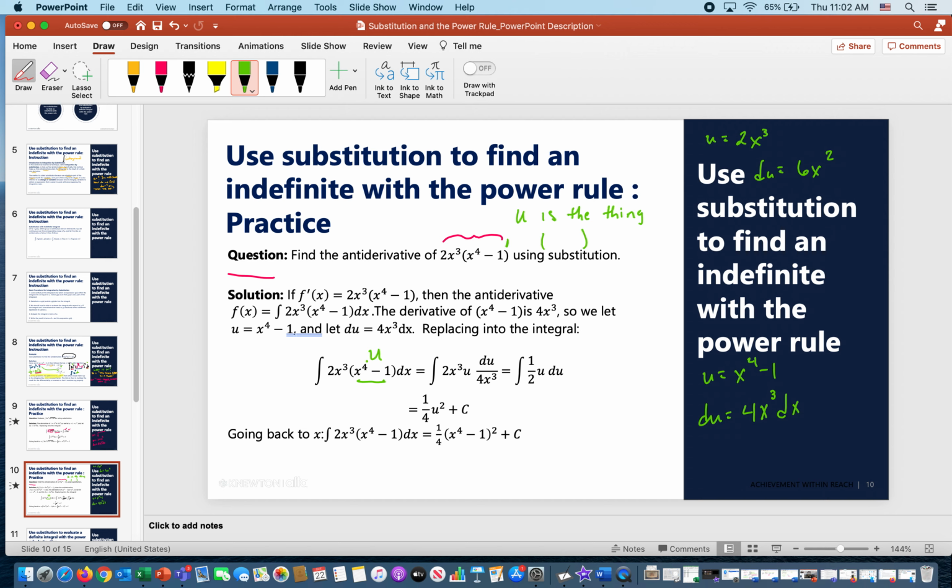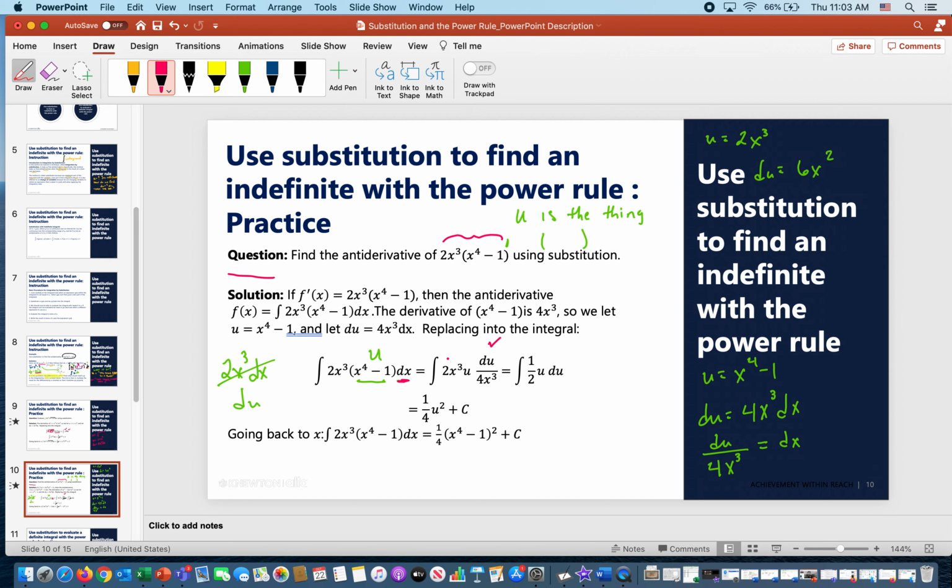I cannot replace 2x to the third dx, I can't replace that with du because du does not equal this. Du equals 4x to the third dx. So notice what we do. We're going to take dx and identify dx to be du over 4x to the third. And that's what's happened in this situation here. I no longer write dx, I write du over 4x to the third.